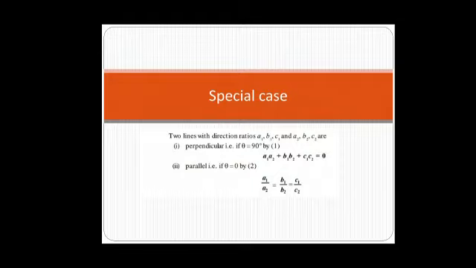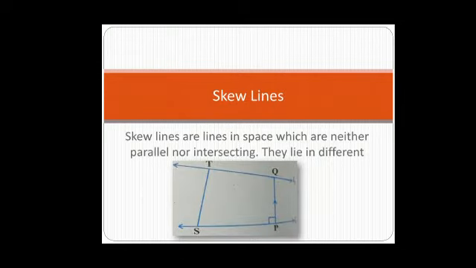If the lines are perpendicular, then a1 a2 plus b1 b2 plus c1 c2 will be equal to 0, because you know that cos 90 is 0. And if the lines are parallel, that is theta equals 0, then we have a1 upon a2 equals b1 upon b2, which equals c1 upon c2.